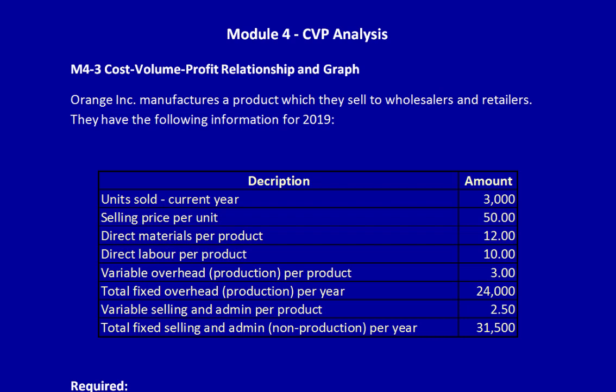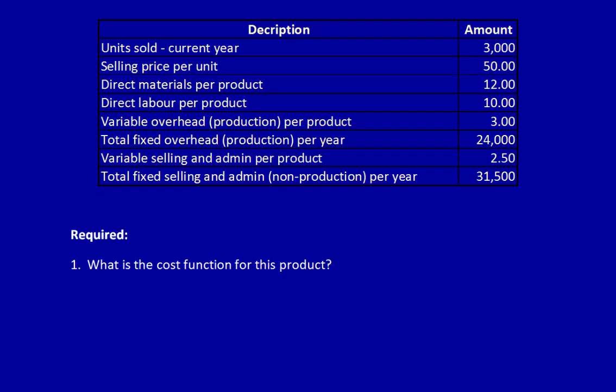You'll notice that this is the exact same information we had for a previous video. I told you then that we were going to use Orange Inc. for the whole series of CVP analysis videos. Let's look at the required. What is the cost function for this product?